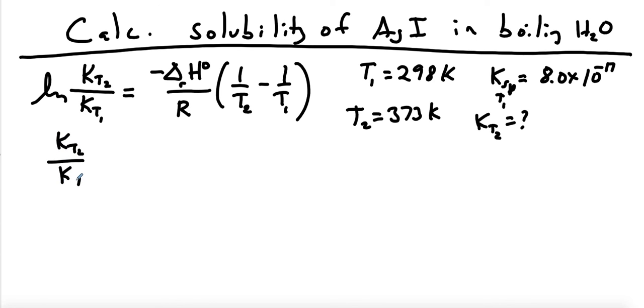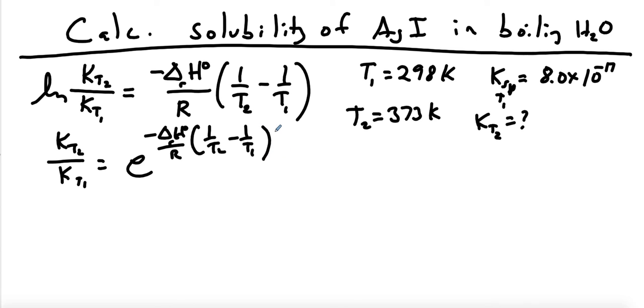Let's go ahead and solve this. So we'll take the exponential of both sides to isolate the K ratio. So we've got minus delta H over R times 1 over T2 minus 1 over T1. And we already have T1, and T2 is our boiling water temperature. The only thing that's unknown is our K. So we're just going to solve for that second K, the K at that new temperature. So we multiply both sides by the K at the original temperature. And I really want to emphasize that: it's a difference of reciprocals. It's not the reciprocal of a difference. Anyway, so you solve for K2.